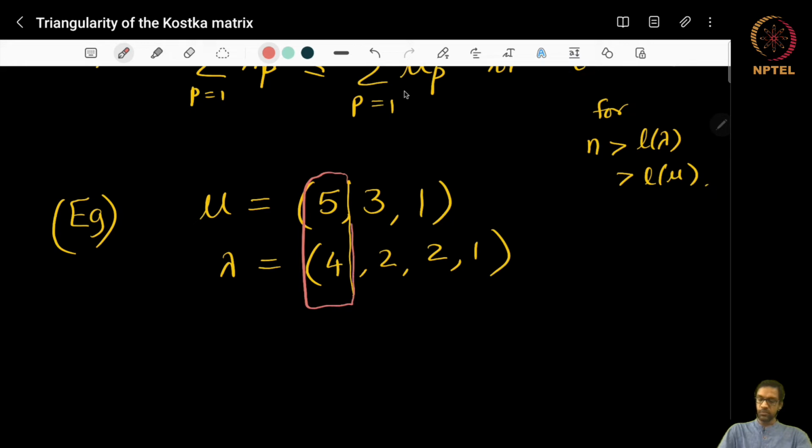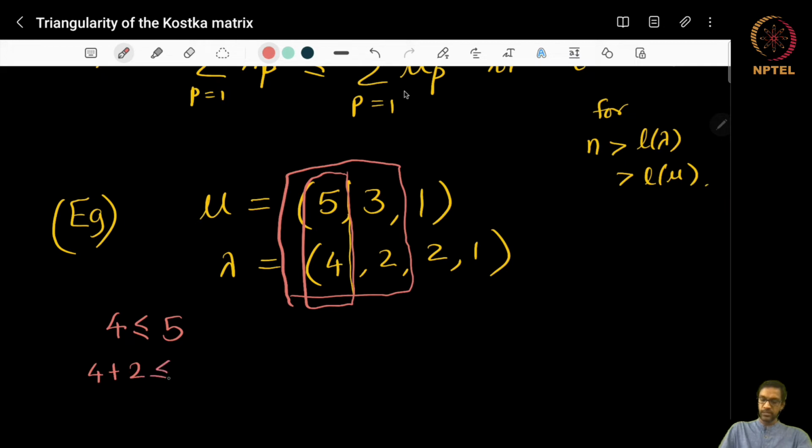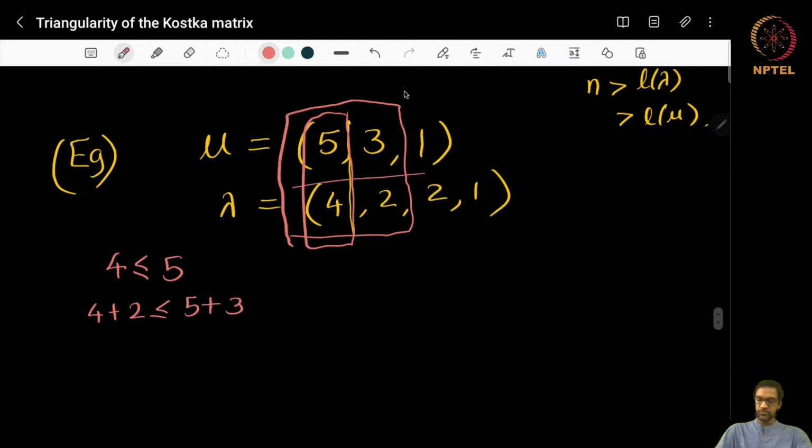Okay, so 4 is smaller than 5, so that's all right. I have to compare if the sum of the first two parts of lambda is less than or equal to the sum of the first two parts of mu. So 4 plus 2 is indeed less than or equal to 5 plus 3. Okay. Now the sum of the first three parts of lambda and the first three parts of mu. So that's 4, 2, 2, which is 8. And mu is 5, 3, 1, which is 9.